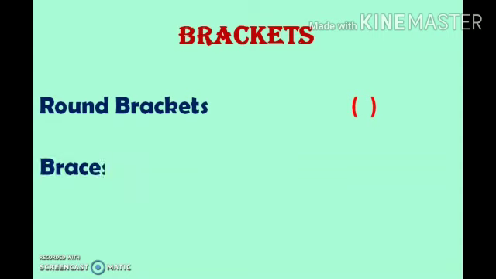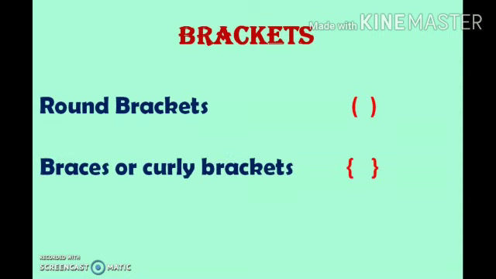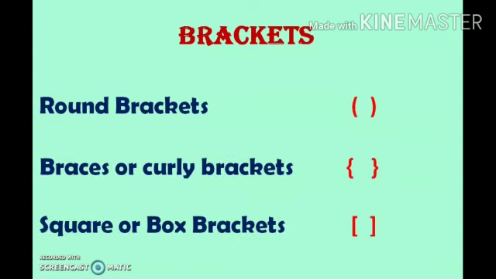First, I will clearly explain about the brackets. Actually, there are three types of brackets. They are round brackets, braces or curly brackets, and square or box brackets. If a problem contains an expression within these brackets, that should be given priority first. After solving this expression, we should go for the next step. That is the first rule we have to follow.